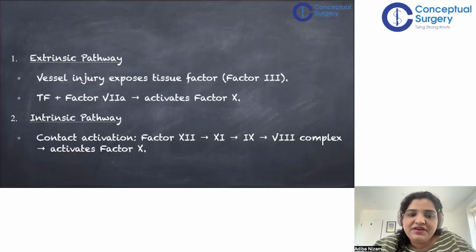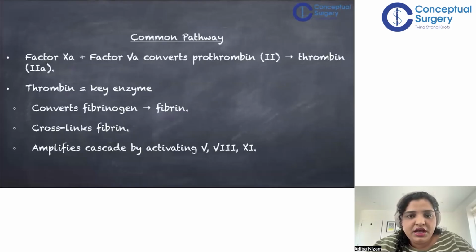So in the intrinsic pathway, the contact activation starts with factor 12, then to 11, then to 9, then to 8, which will go on to activate the factor 10. Now, in the common pathway, factor 10 will convert prothrombin to thrombin, and thrombin, as we have already discussed, is the key enzyme which will convert fibrinogen to fibrin, will cause cross-linking of fibrin, and this will also further amplify this cascade by activating factors 8, factor 11, and factor 5.